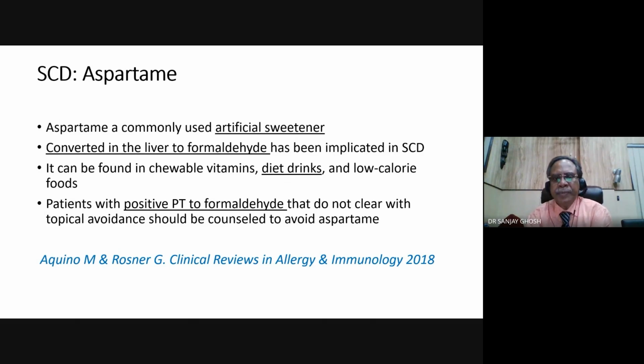Now, aspartame is an artificial sweetener used by diabetic patients for sweetening their teas and others. In the liver, it is converted to formaldehyde. So, if we get formaldehyde positivity in patch test, we should definitely avoid aspartame because in the liver it is converted. Diet drinks, diet cokes and others commonly contain it, so we should be careful about that.